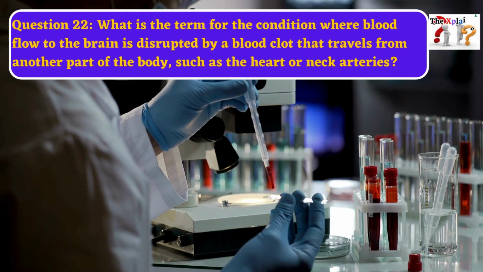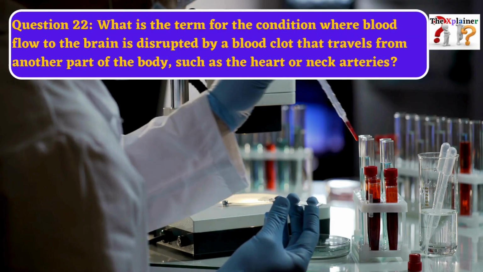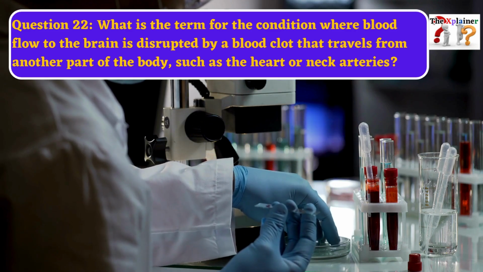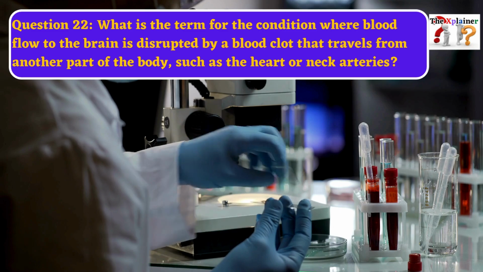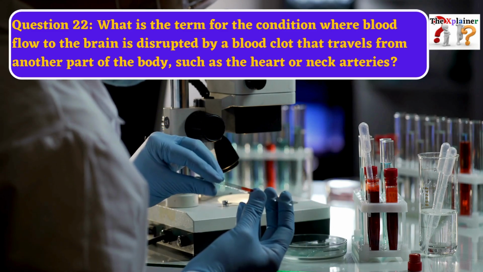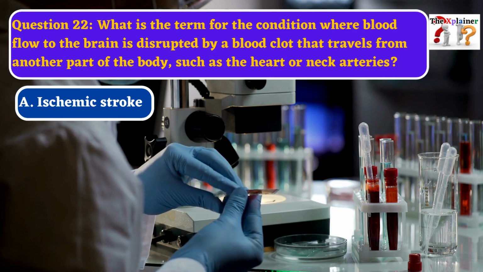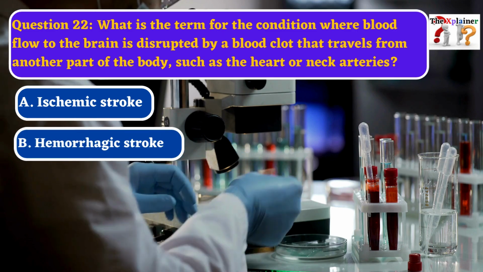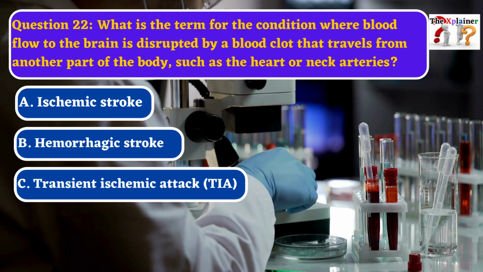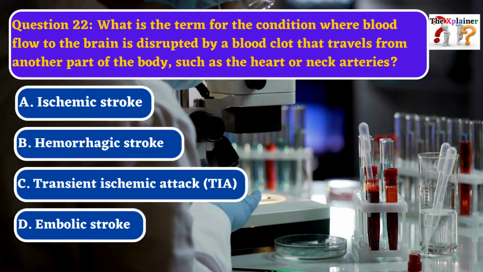Question 22. What is the term for the condition where blood flow to the brain is disrupted by a blood clot that travels from another part of the body, such as the heart or neck arteries? A. Ischemic stroke. B. Hemorrhagic stroke. C. Transient ischemic attack, TIA. D. Embolic stroke.